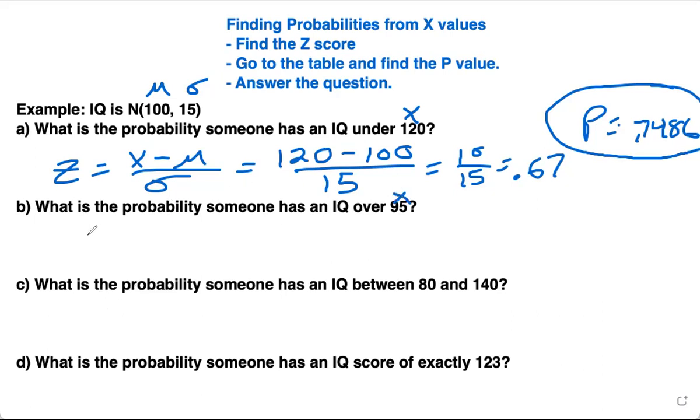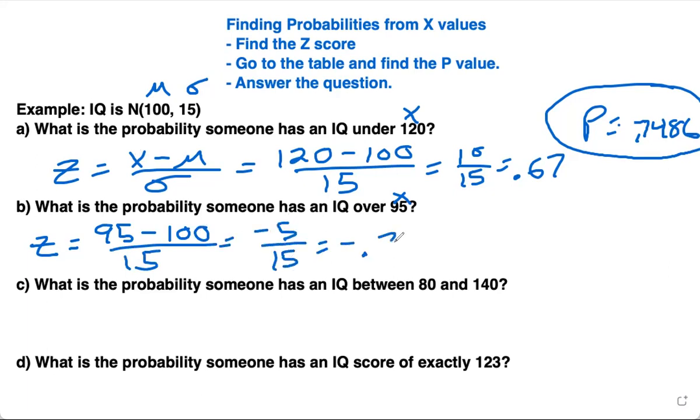Part B, what's the probability someone has an IQ over 95? So again, I've got another question with a new input value. Find the z-score. 95 minus 100 over 15. X minus mu over sigma. Negative 5 divided by 15 is negative 0.33.